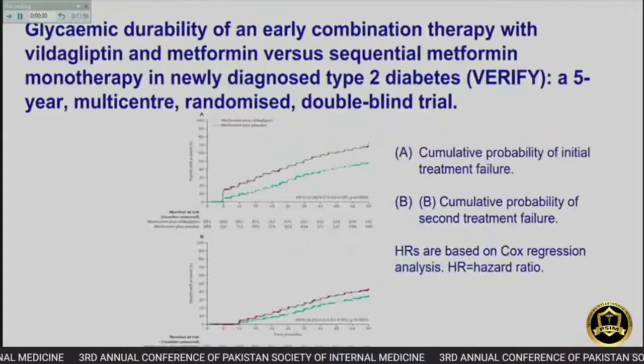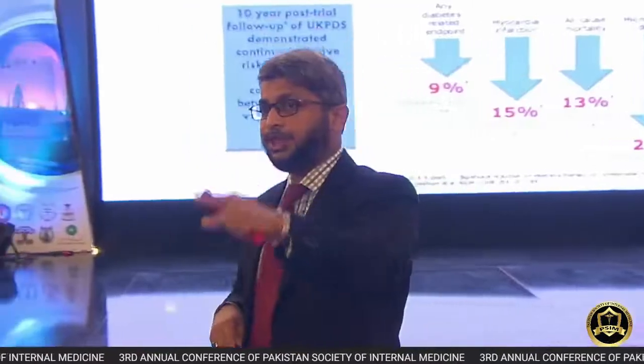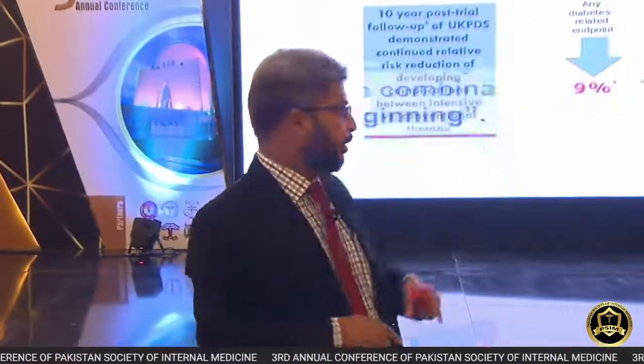And this is the verified trial which combined DPP4 inhibitor and metformin. In the other arm, they gave only metformin first and added the DPP4 inhibitor at the next step. Treatment failure was lesser with the combination therapy starting first up. So remember, in diabetes you need to probably start with the combination therapy. And remember the legacy effect: with better control of diabetes initially, your patient will continue to get benefit years down the road.